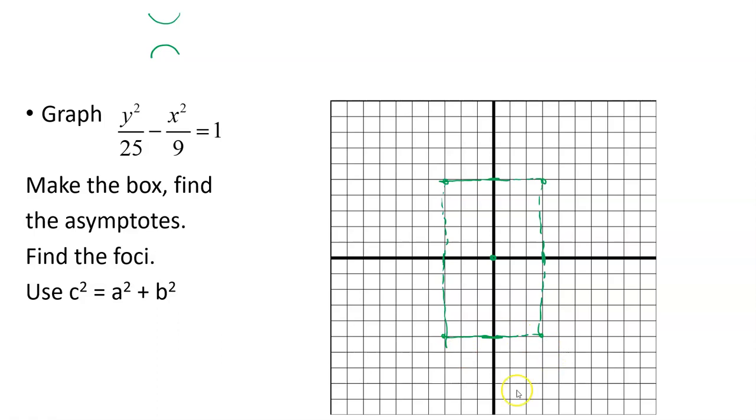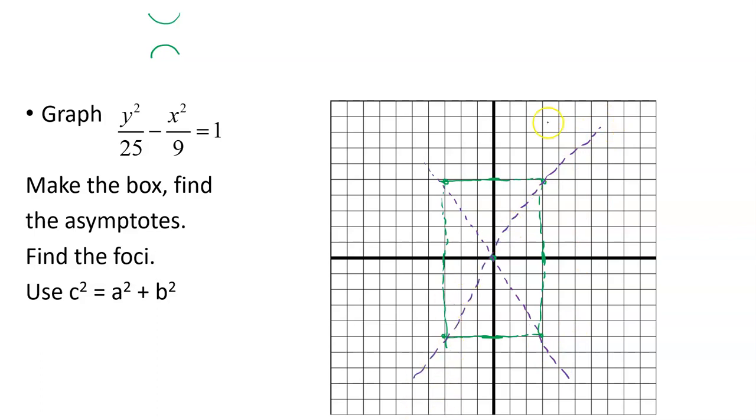All right, next thing we need are the asymptotes. The asymptotes connect the corners of the box. So let's draw in some asymptotes that connect the corners of the box. Because the center is 0, 0, look, it goes right through the origin this way, and right through the origin that way.